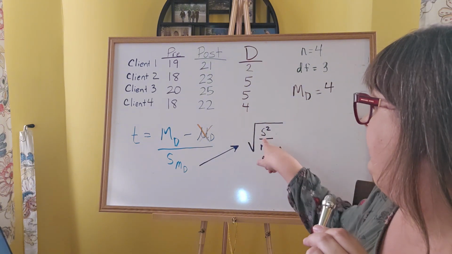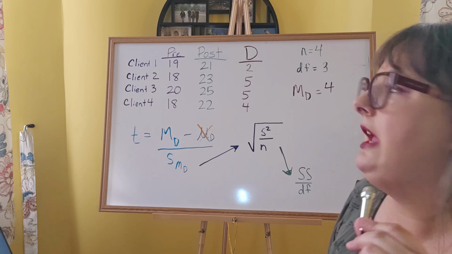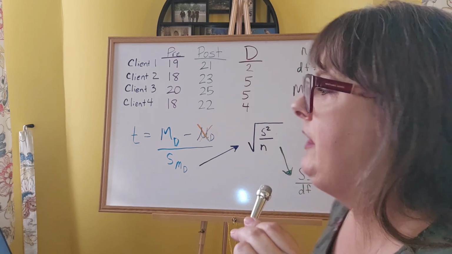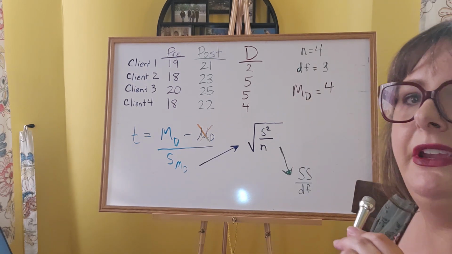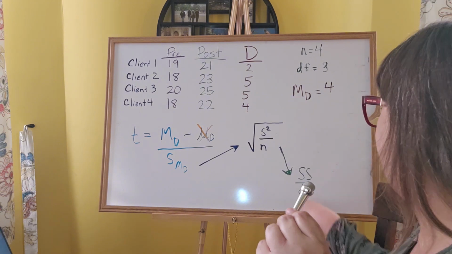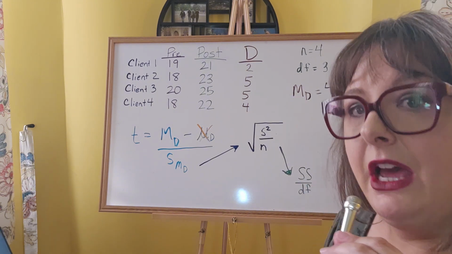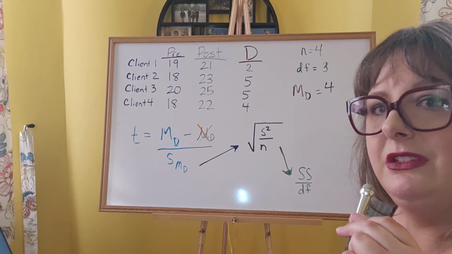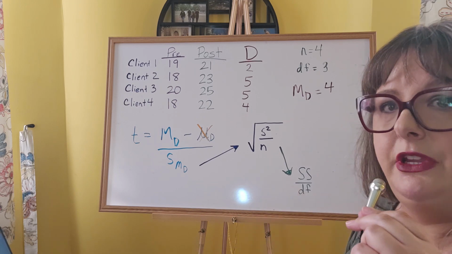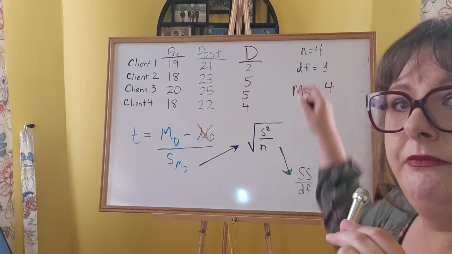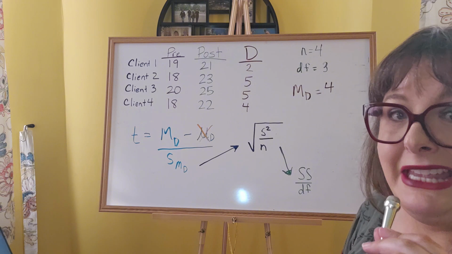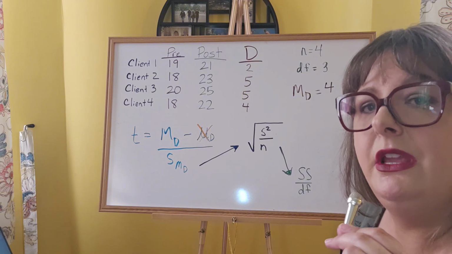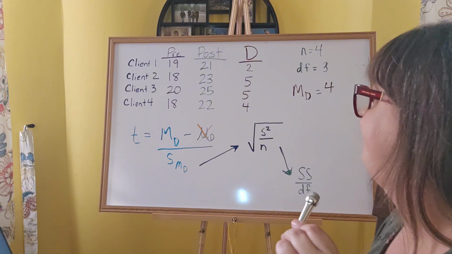So we need to compute variance over n, which we already know that n is 4. So how do we compute variance? If you need a refresher, variance is sum of squared deviations over degrees of freedom. Now we know our degrees of freedom is 3. We need to compute this SS, this sum of squared deviation scores.